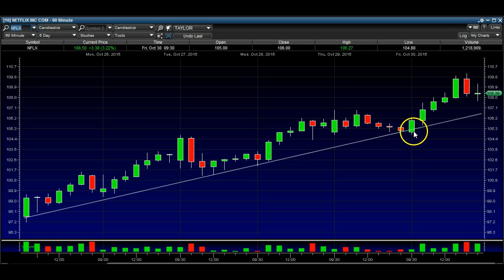and then we bounce perfectly off of this trend line over here. And if you notice, this candle went below the trend line here. But what did it do next? It ended up closing above the trend line.